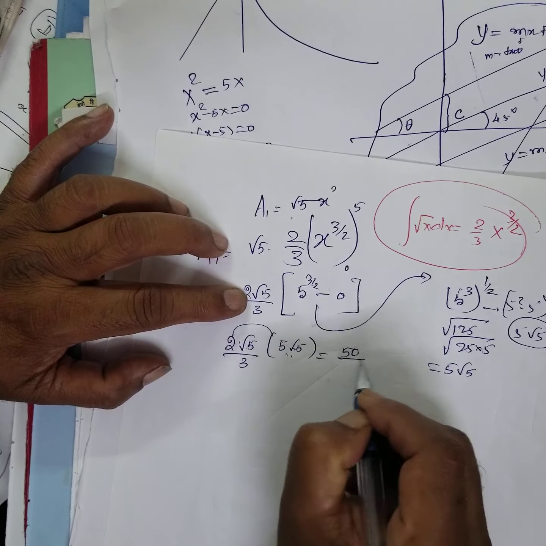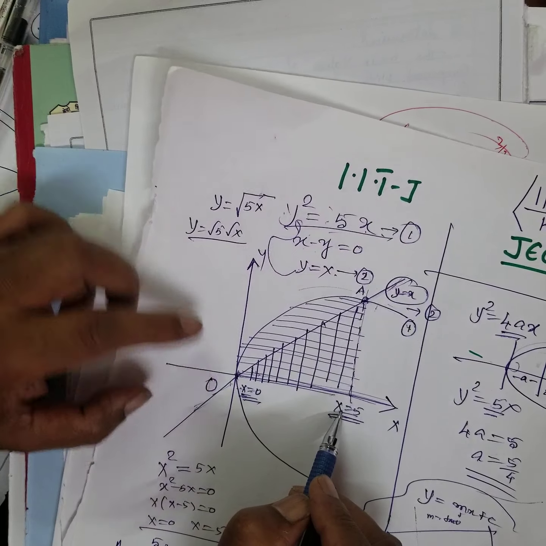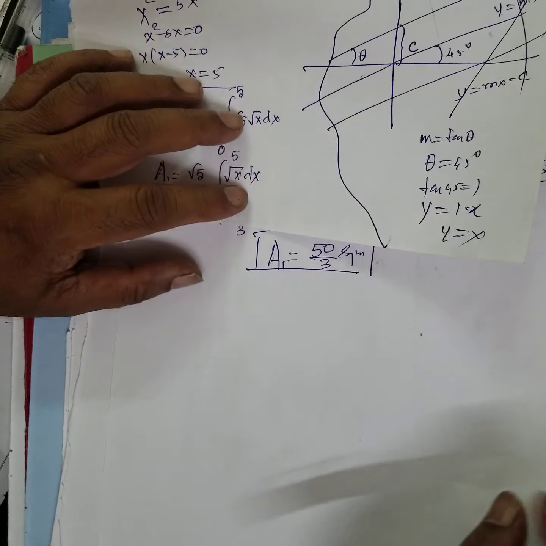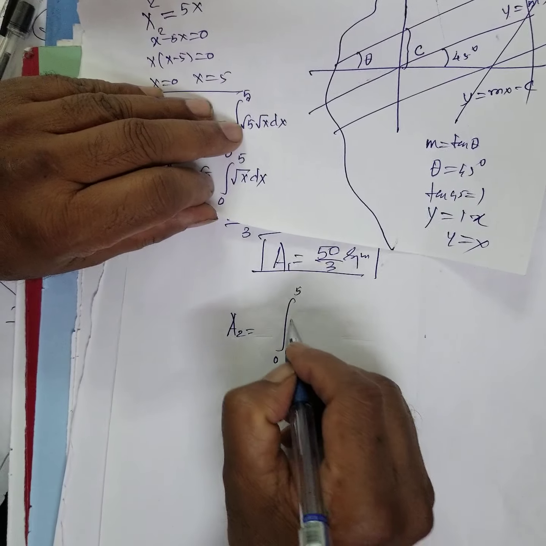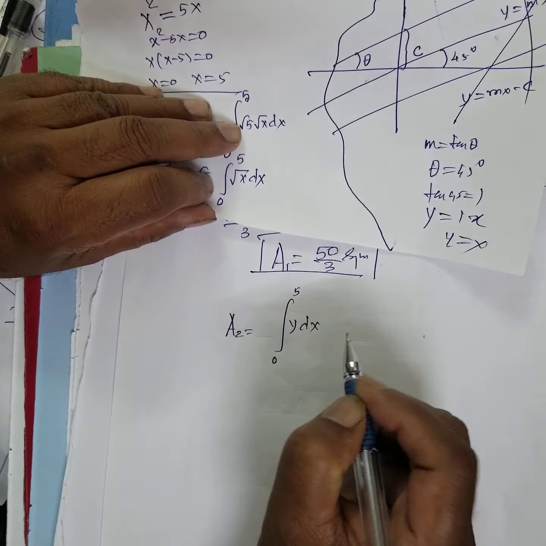Now here again what? You have to find out this area. What is this area? This area is not the area bounded by this curve. It is not the curve, it is a line. Area bounded by the line, x-axis and ordinates at x equal to 0 and x equal to 5. Therefore, what is A2? A2 is equal to the area bounded, 0 to 5 y dx. Here what is y in this case? y is equal to x, isn't it? Therefore, I'll substitute 0 to 5 x dx.